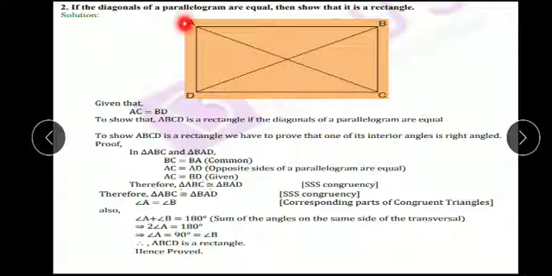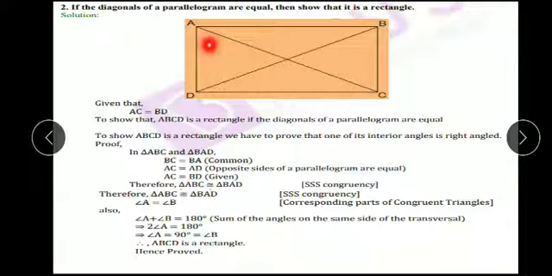BC is equal to AD, because in a parallelogram opposite sides are equal. And AC is equal to BD. So this side is common, these two are equal, and these two diagonals are equal as given in the question. So we can say that these two triangles are congruent. So angle A is equal to angle B.